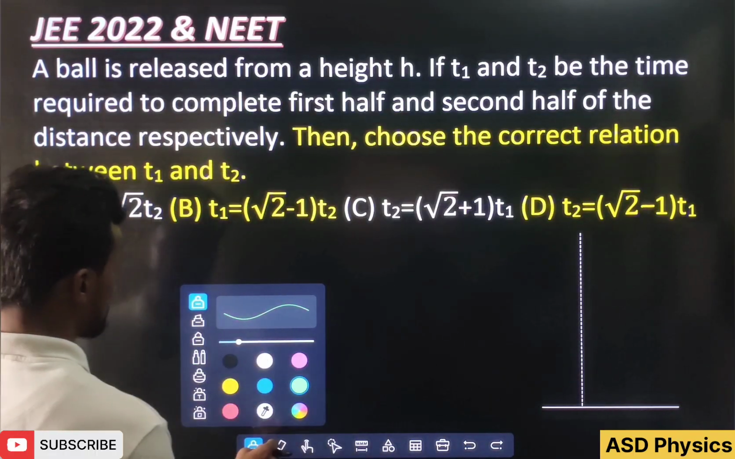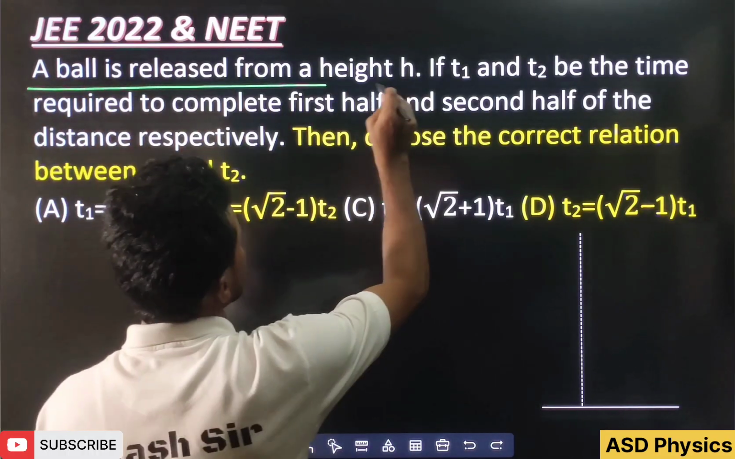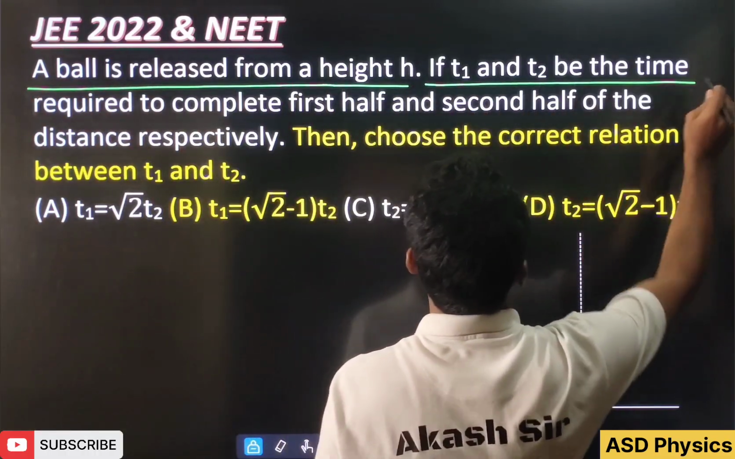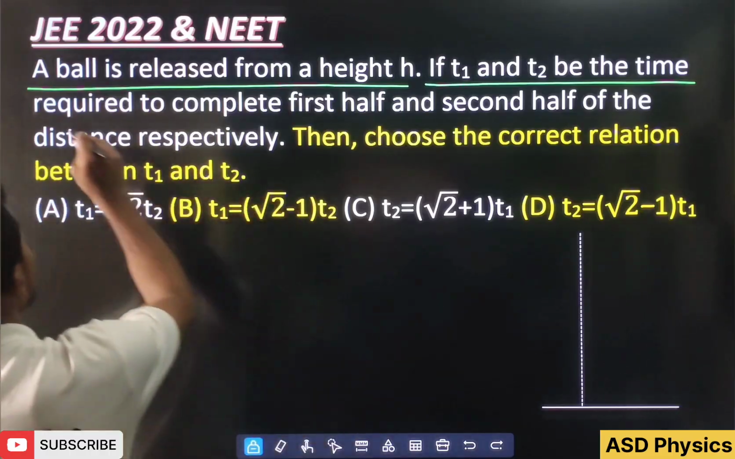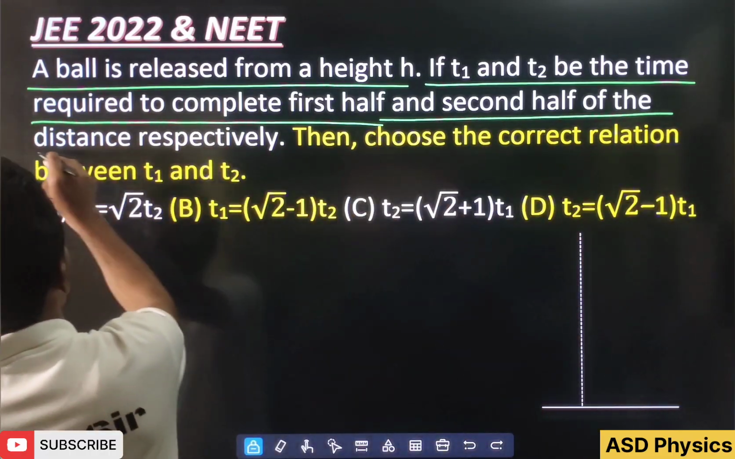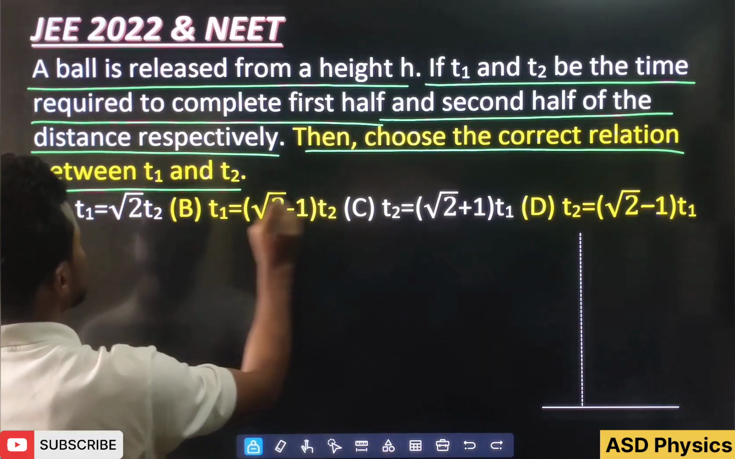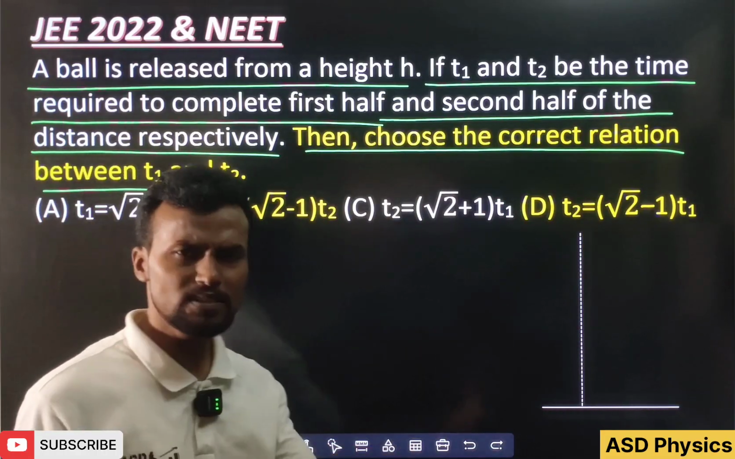Here the question is a JEE 2022 question. A ball is released from height h. If t1 and t2 be the time required to complete the first half and the second half of the distance respectively, then choose the correct relation between t1 and t2. Okay, first half t1, second half t2.